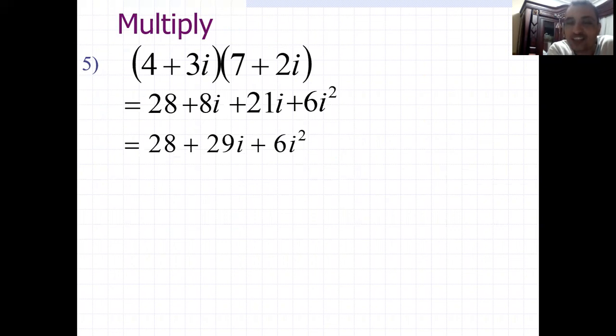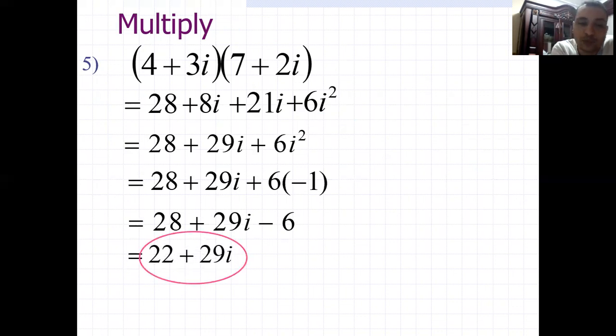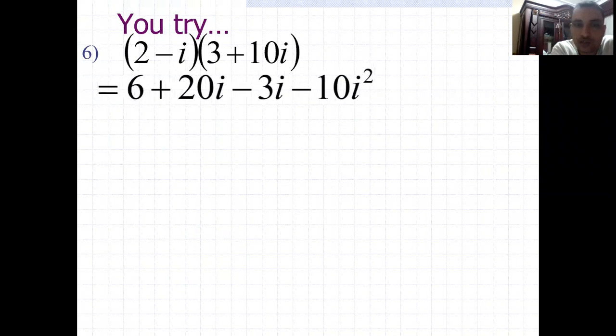So you can change the sign of 6. It's going to be negative 6. So 28 plus 29i minus 6, like this. Now combine the like terms again. We have 28 minus 6, it will be 22. So the simplest form will be 22 plus 29i. Okay, you can try this example and then check your answer.